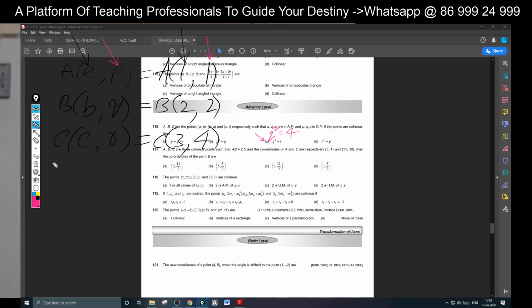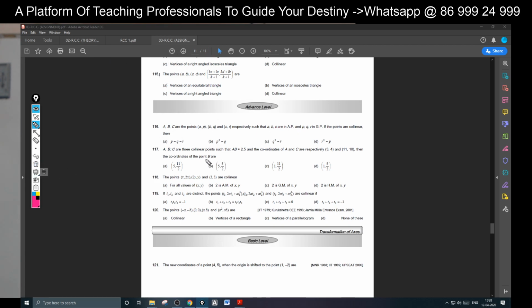Okay. Now, going to the next question. A, B, C are 3 collinear points. AB is equal to 2.5 and the coordinates of A and C are respectively (3, 4) and (11, 10). Then the coordinates of point B are.